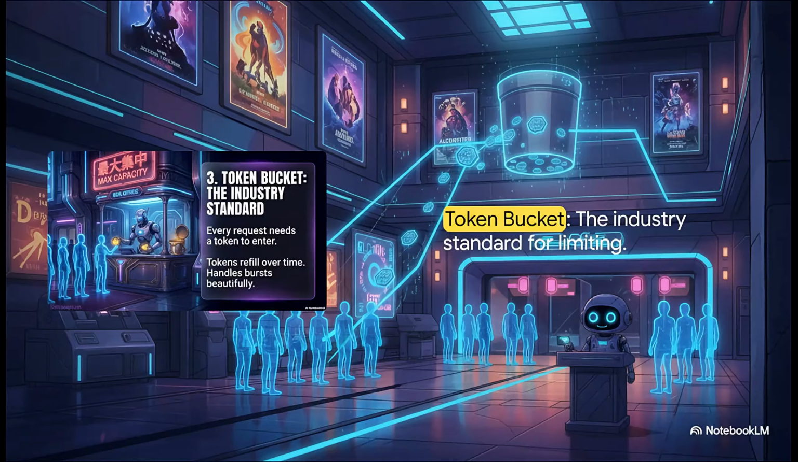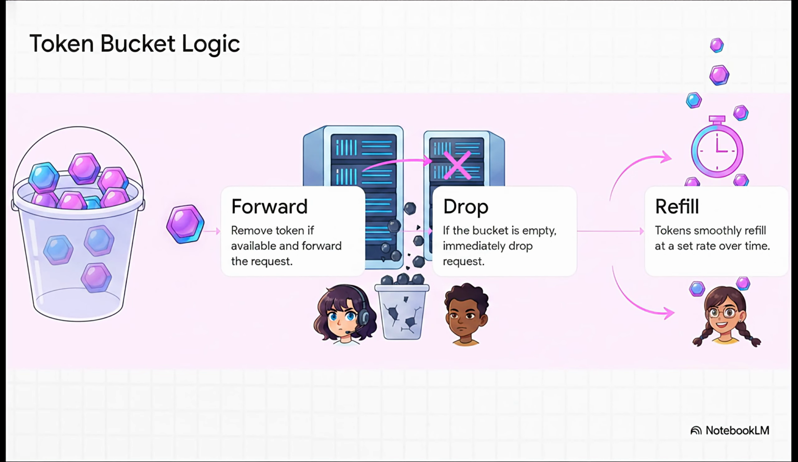Next up, algorithm number 3. And listen up, because this one is absolutely vital. The token bucket. This is the industry standard. Honestly, the best way to visualize this is going to a movie theater. To get inside the auditorium, every single request needs a ticket. Here are the exact mechanics of how this plays out in a server.